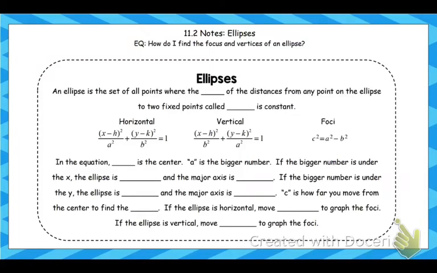Hi guys. So today we're going to look at our second conic section, which is an ellipse. An ellipse is basically an oval shape, okay? It looks like an oval, something like this or something like this.